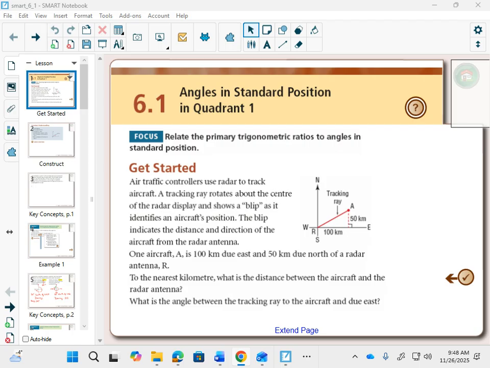Did we get a pre-test for this one? Yeah, we did. I gave it to you early. Yeah, we got it right after our first quiz.